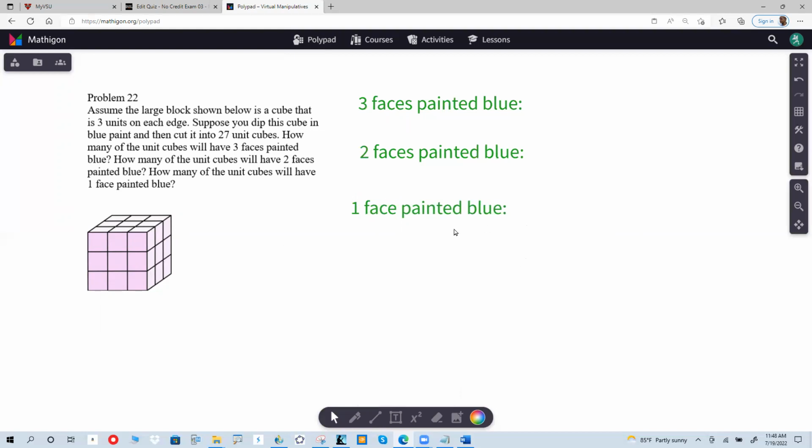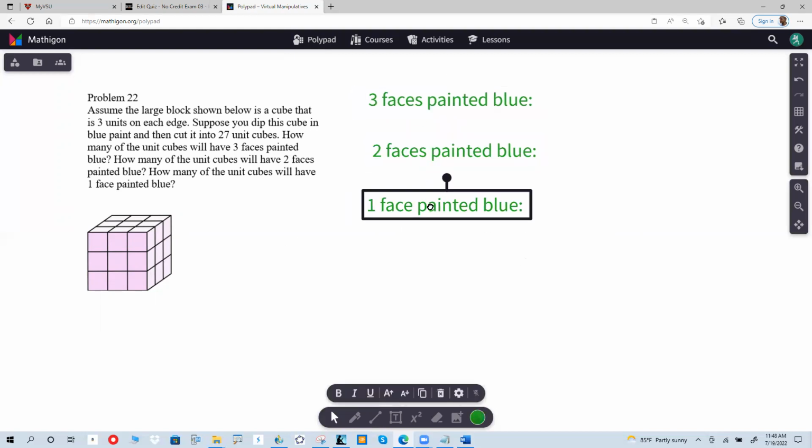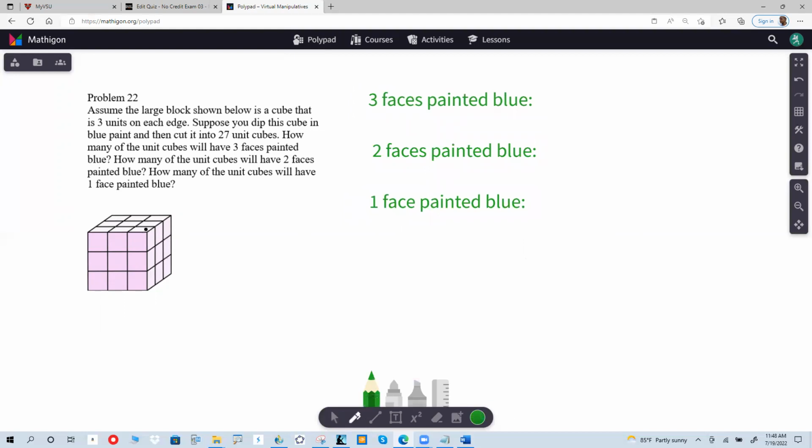Okay, so the 3 faces that'll be painted blue are going to be at the 8 corners right here. 1, 2, 3, 4, 5, 6, 7, 8 in the back. So how many of these little cubes will have 3 faces painted blue? I'm going to say 8 there at the corners. Remember, guys, we talked about how every cube has 6 faces, 8 vertices, and 12 edges. That always comes in very handy.